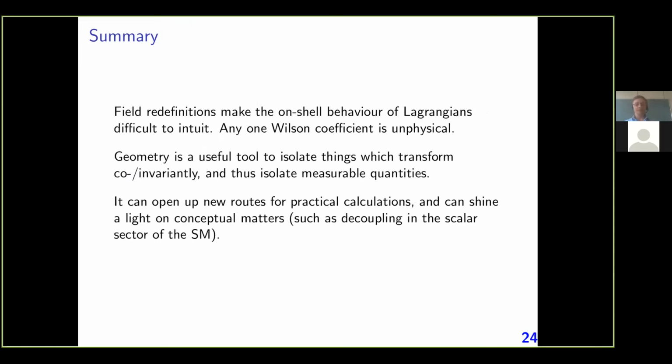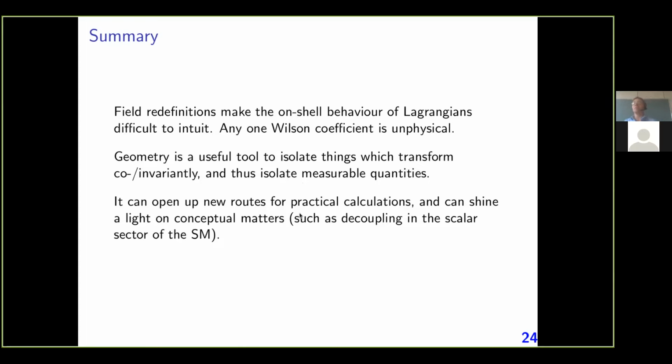But the main takeaways from this talk are the following. I hope you've seen how field redefinitions generally make the on-shell behavior of Lagrangians difficult to see by eye. And this is essentially because any one Wilson coefficient is unphysical. Any one operator is going to combine with other operators to make a particular component of an amplitude, a particular coefficient multiplying a given kinematic structure in an amplitude. Now, geometry is a very useful tool to isolate things which transform invariantly or covariantly under field redefinitions transformations. And this allows us to isolate measurable quantities.